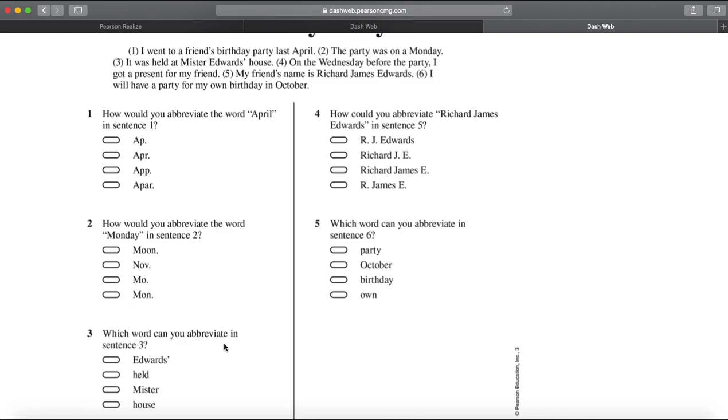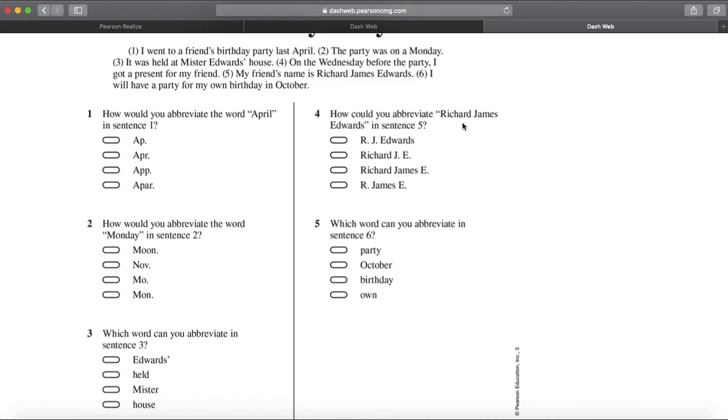Now which word can you abbreviate in sentence number 3? It was held at Mr. Edward's house. So which word can I abbreviate? Edward? No, it's just a name. It's a first name and it's only one name. So there is no need to abbreviate. I abbreviate the word Mister. So the third option is the correct answer.